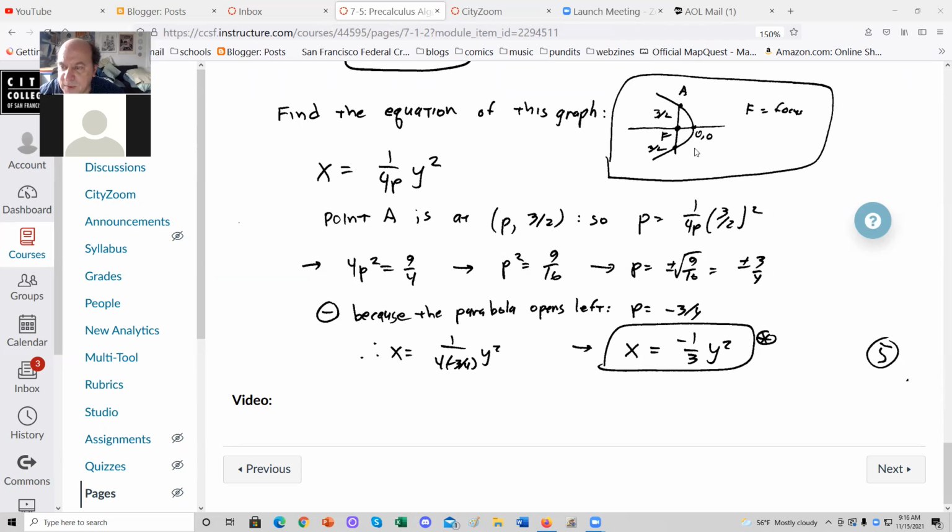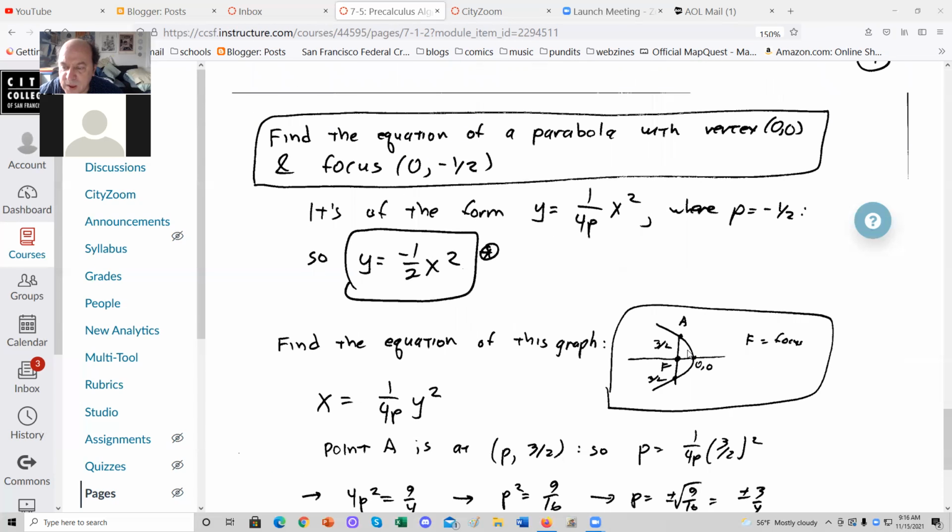Now it opens left, so p is negative. p is negative 3/4. So put it together. x equals 1 over 4p y squared, 1 over 4 times negative 3/4. These cancel, leaving a minus 1/3. x equals minus 1/3 y squared. This is the equation for this graph.